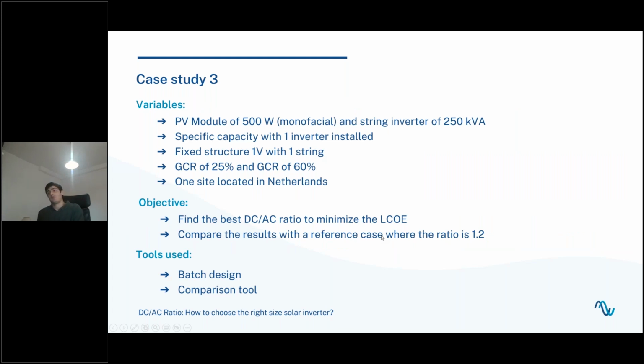Then the last case study that I wanted to test is related to the design criteria that we have defined and how this can affect the DC-AC ratio. I'm going to go back to the Netherlands with the monofacial module, but I'm going to compare a fixed structure with a GCR of 25% against a GCR of 60%. These are two completely different values so that we can evaluate how the design criteria also affects this DC-AC ratio, and how the shades can be very important when defining the optimal DC-AC ratio in the plant.